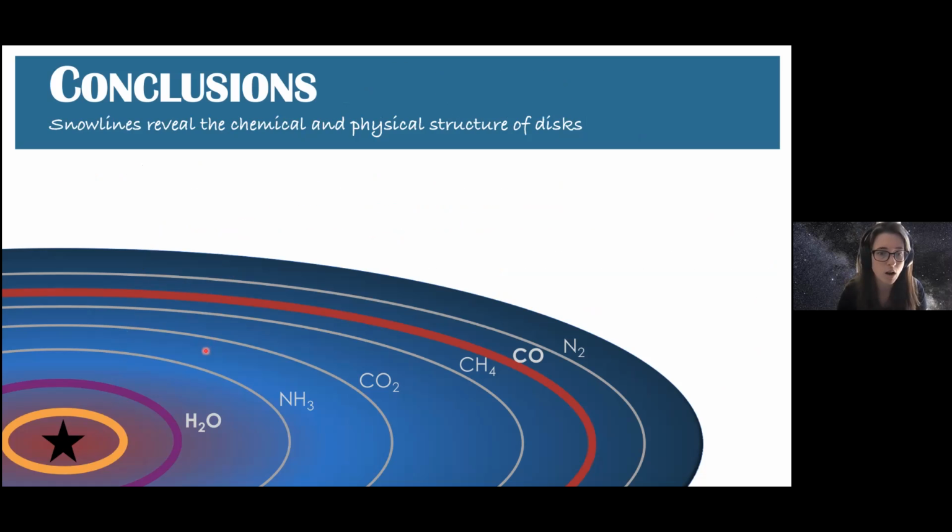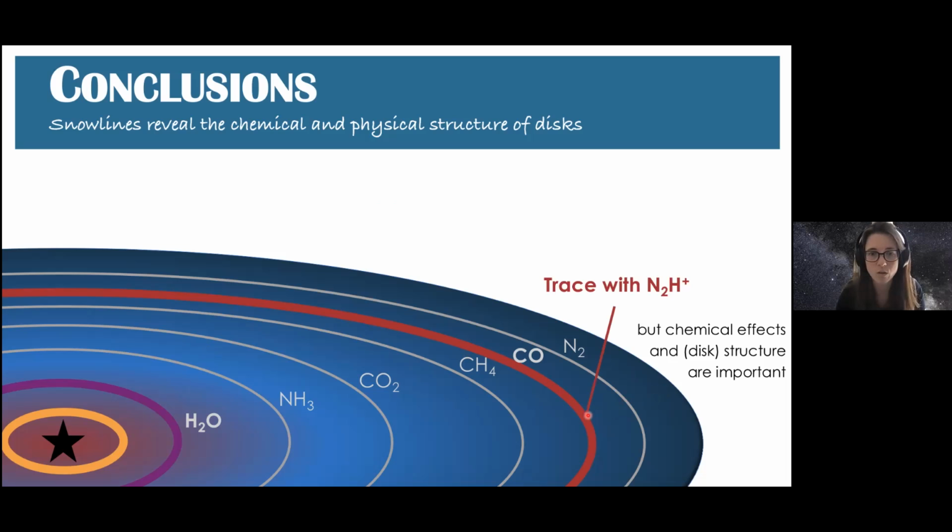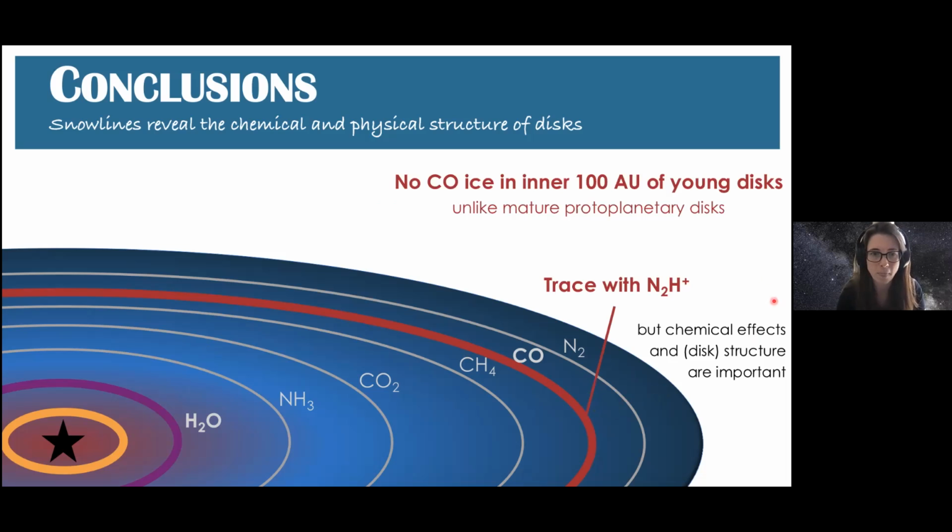So when we look at snow lines, we can use them to study both these accretion bursts, but also more generally, the chemical and physical structure of in particular young disks. For CO, we can use N2H+ as a tracer. And we see, most importantly, that there's no CO ice in the inner 100 AU of these young disks, in contrast to more mature protoplanetary disks, where we see the CO snow line at a few tenths of AU.